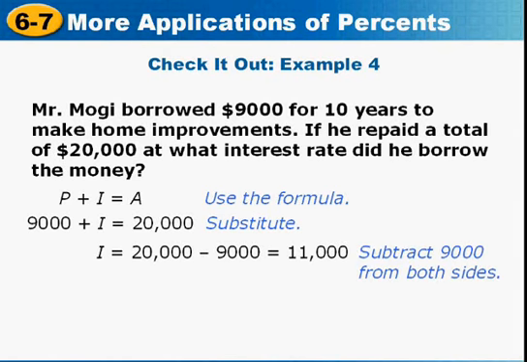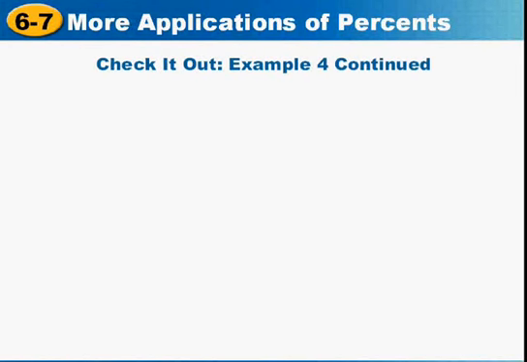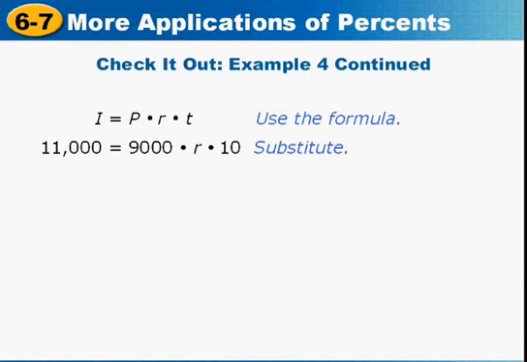Let's subtract that 9, and we get $11,000. So he paid $11,000 in interest. That's a lot of money. I = PRT. He paid $11,000 in interest. He borrowed $9,000, and that was for 10 years. So we substitute that information into our I equals PRT formula, simple interest formula.